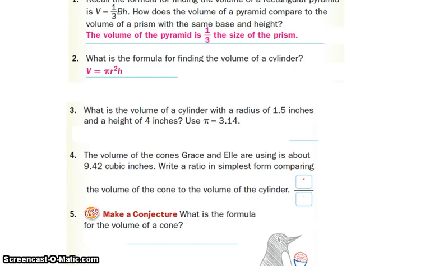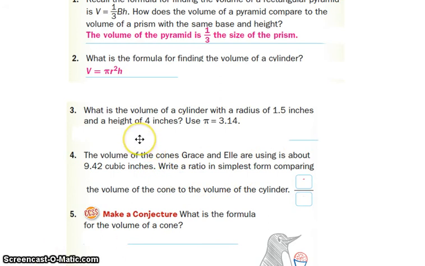So what they want you to do next is, what is the volume of a cylinder that has a radius of 1.5 and a height of 4? They're kind of comparing it to the cone. These are the same dimensions as the cone, except it's a cylinder. So right now, go ahead and pause the video and find the volume of the cylinder, and then we'll compare it to the volume of the cone.